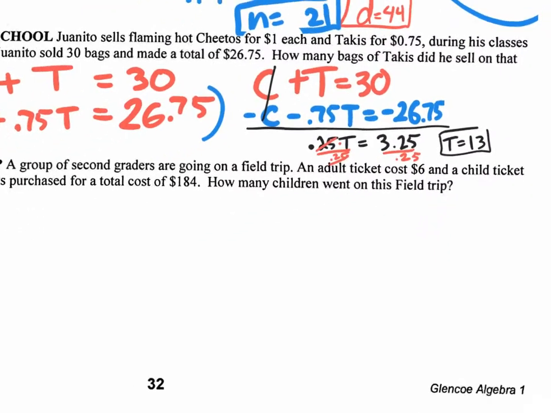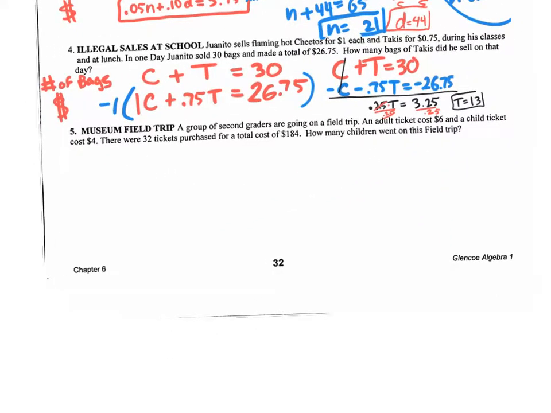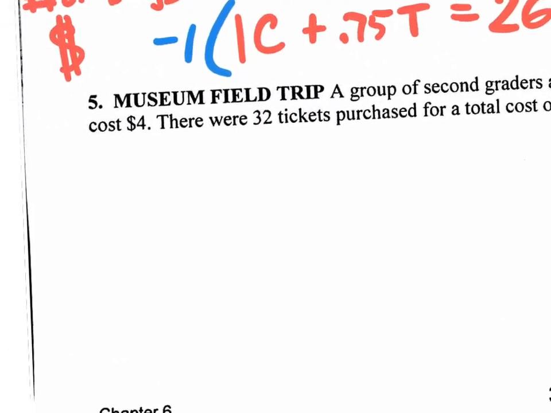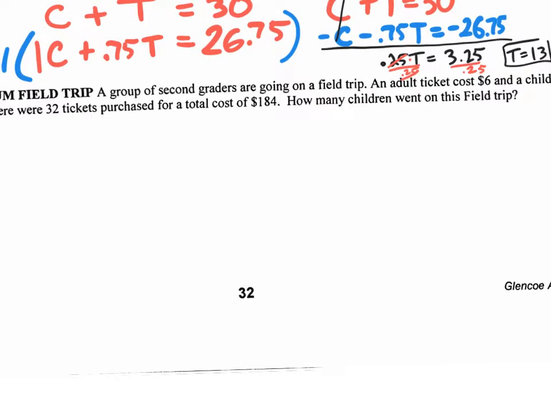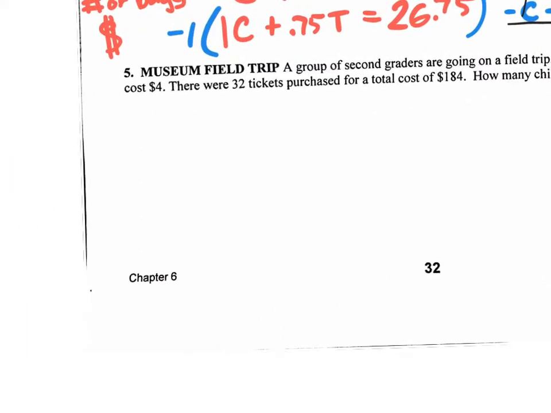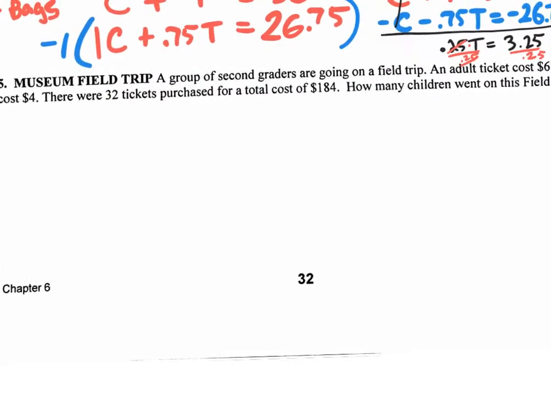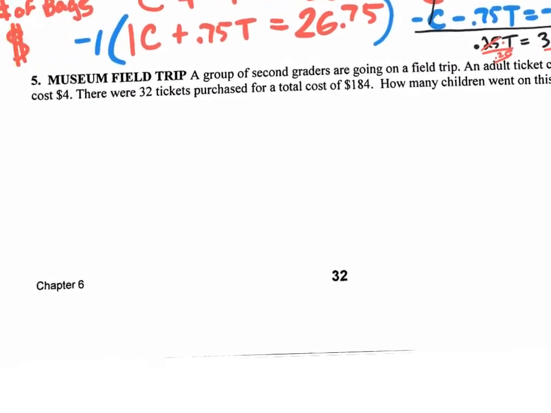All right. Last question here. Museum field trip. A group of second graders are going on a field trip. An adult ticket costs $6 and a child ticket costs $4. There were 32 tickets purchased for a total of $184. How many children went on this field trip?